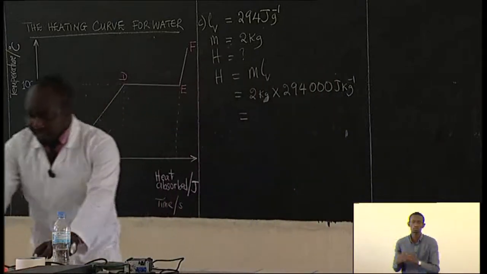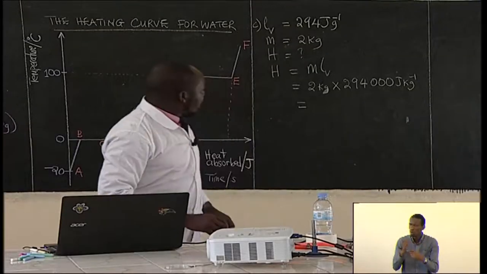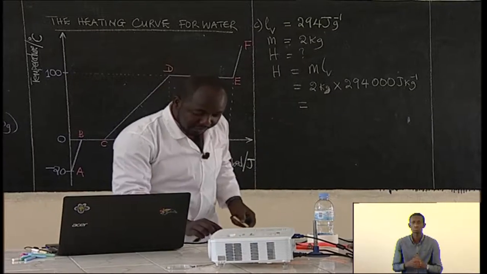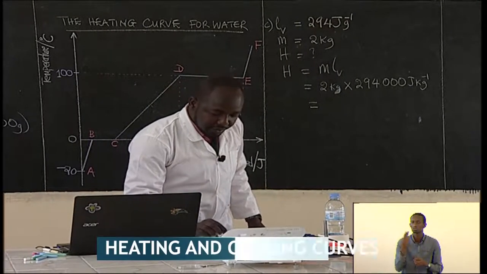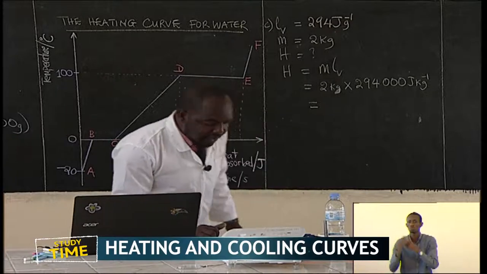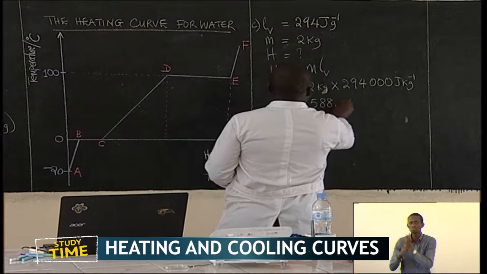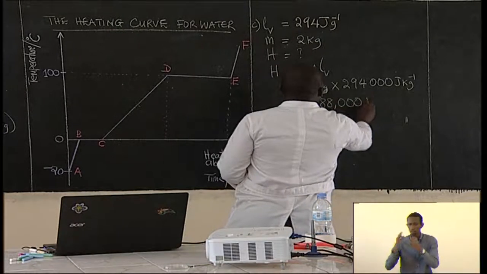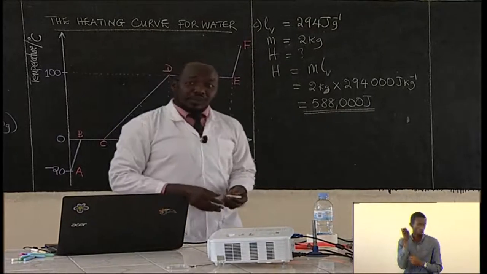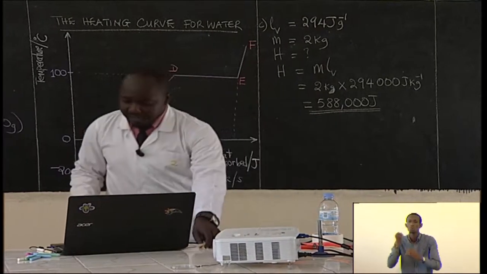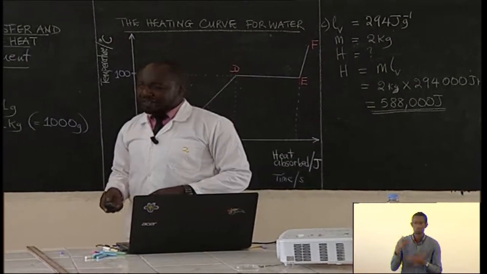Okay, so we just multiply that. Get your calculator. Remember what I told you, you should always be having your calculator. I'm going to try to multiply for you as well. So it is 294,000, then times 2. So what do we get? 588,000. And the unit of amount of heat is going to be measured in what? In joules. And so that is all about our previous assignment. Okay?